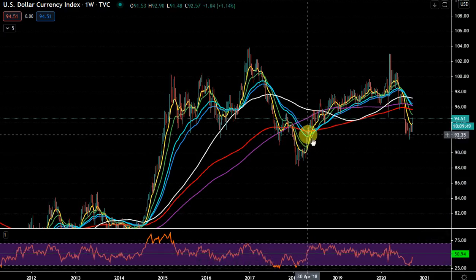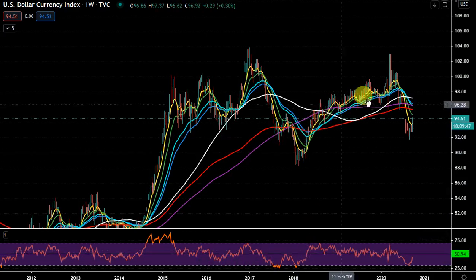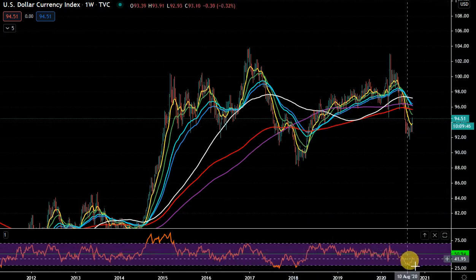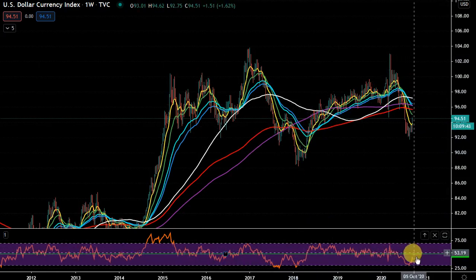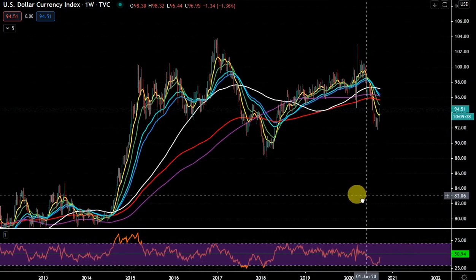And that was probably about here. Then you saw that recovery. At this point in time, this bounce is probably going to reject off the 50. This is a bad breakdown. We're probably going to bounce up here. This is aligning with price action.